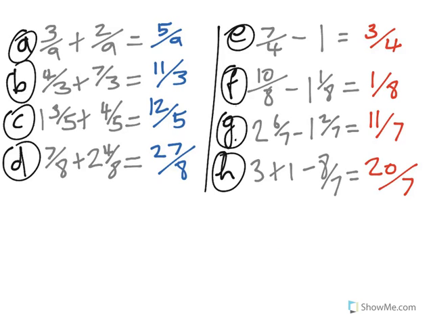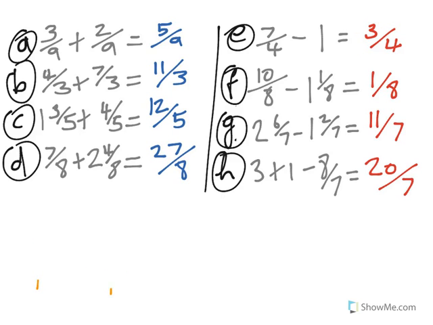Here are your answers. For this side, it's fairly self-explanatory. Just make sure that you've answered with improper fractions. We'll explain E, F, G, and H really quickly. 7/4 take away a whole 1. If you think that 1 equals 4 over 4, then it's 7 quarters subtract 4 quarters, which would leave you with the 3 quarters as your answer.